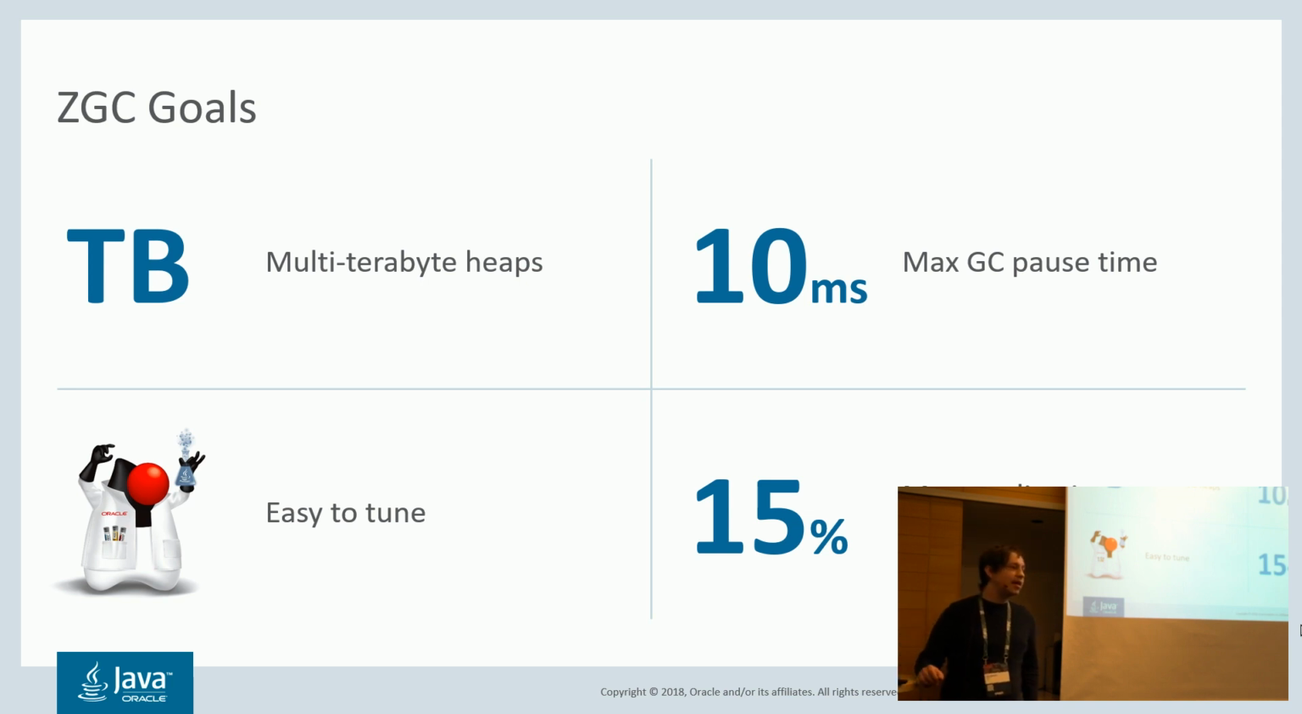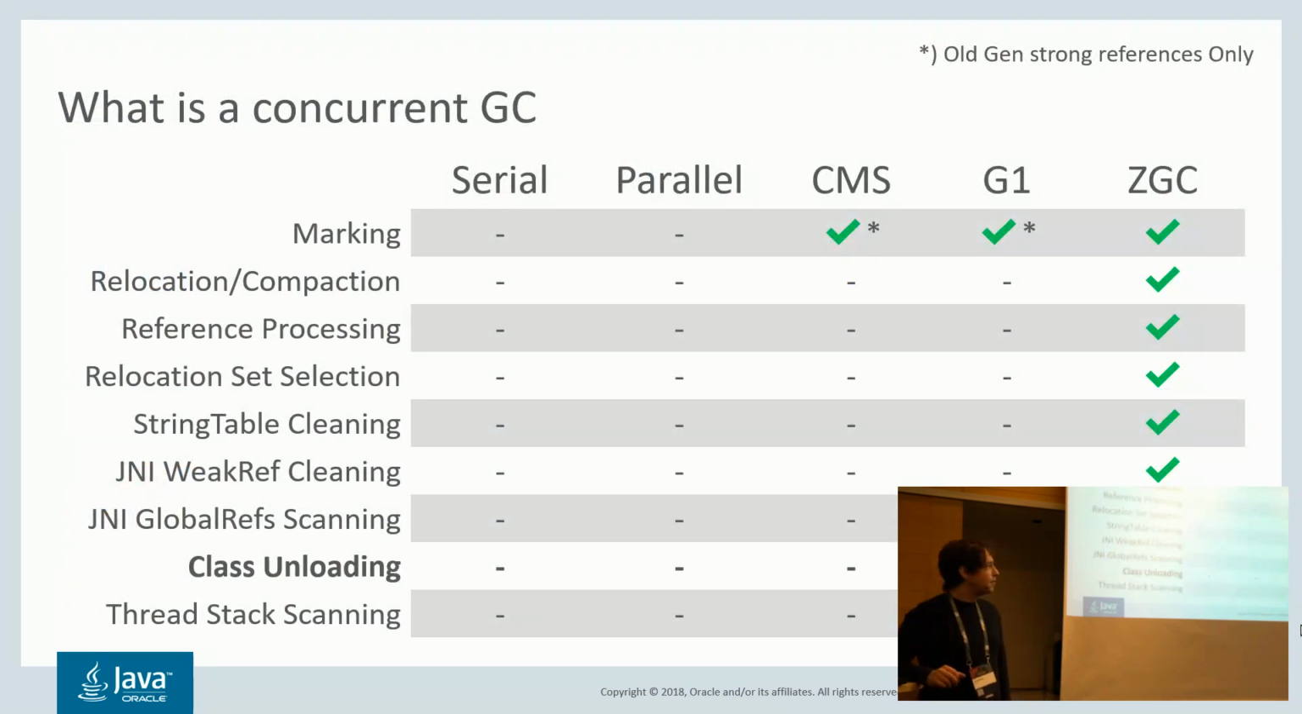Another goal that we take very seriously is we want it to be as easy as possible to tune. We don't want 100 JVM flags that nobody knows what they're doing. We want it to work well out of the box as much as possible. And I find that it helps to make everything concurrent to achieve that. Right, so I said it's a concurrent garbage collector.